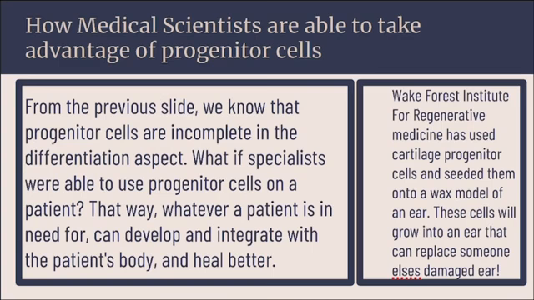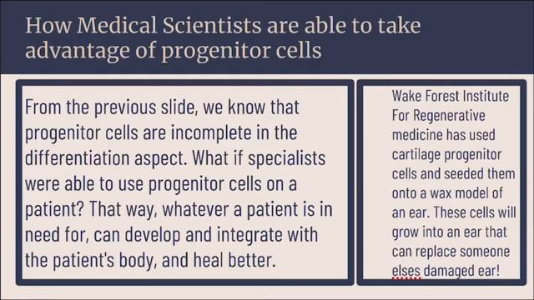How medical scientists are able to take advantage of progenitor cells. From the previous slide, we know that progenitor cells are incomplete in the differentiation aspect. What if specialists were able to use progenitor cells on a patient? That way, whatever a patient is in need of can develop and integrate with the patient's body and heal better.